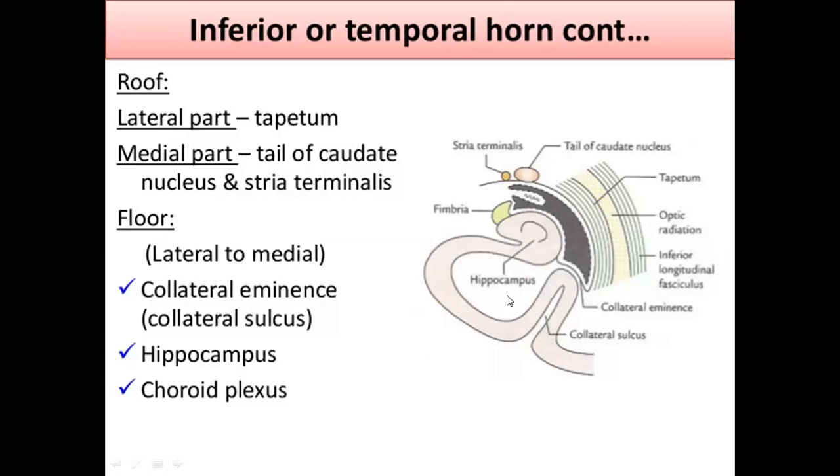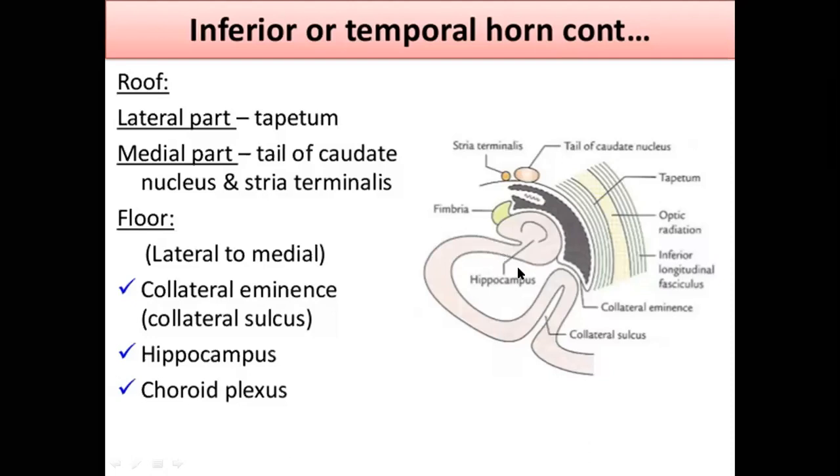So the hippocampus is an area in the temporal lobe. Why do we call it hippocampus? Because if you see the anterior part of the hippocampus, that is known as pes hippocampus, it looks like the paw of a hippocampus. That's why the name is given hippocampus.